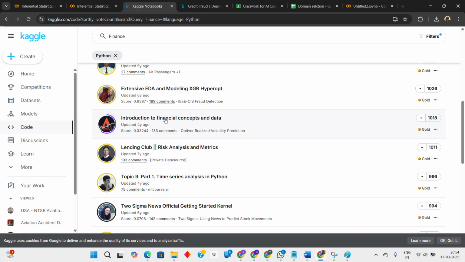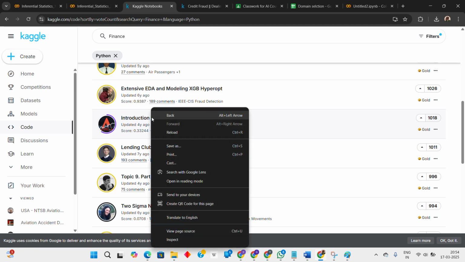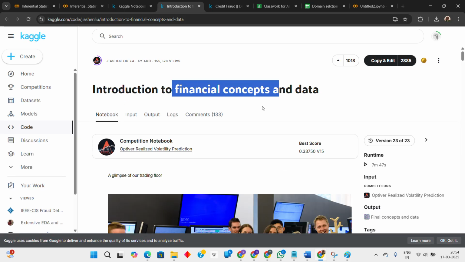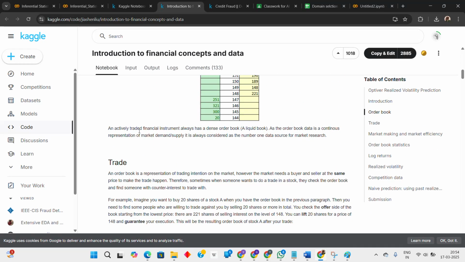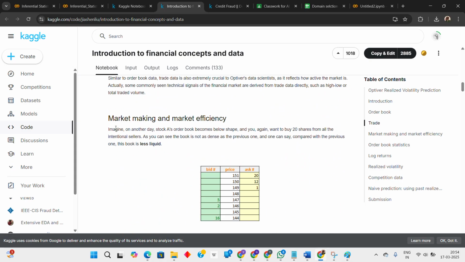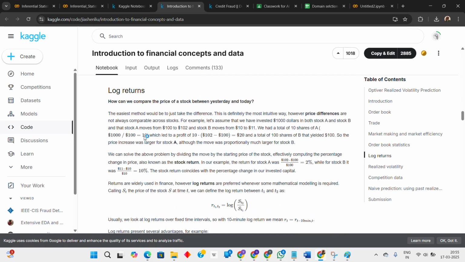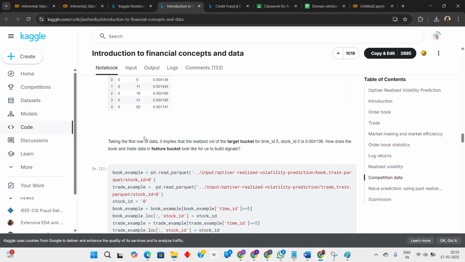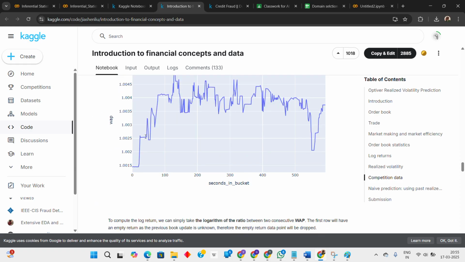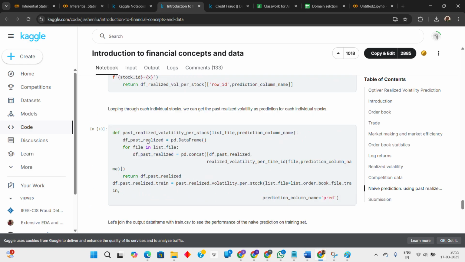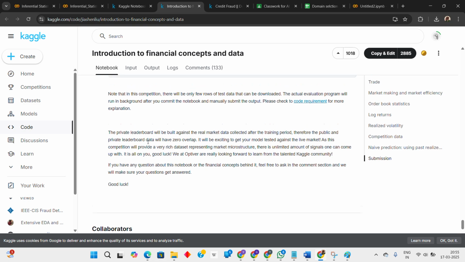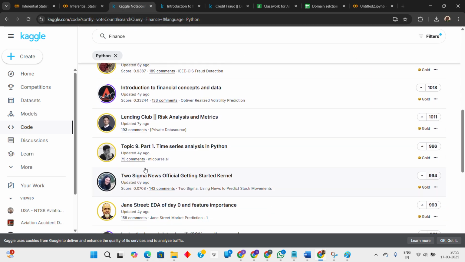Financial concepts and data: an introduction to financial concepts and data. Sometimes the authors also teach you the domain. You can go through and understand the financial concepts, like what is trade, what is market making and efficiency. If it is related to your domain, definitely go through it, then you will get to know more things. Here you can see what type of functions and analysis are required. Everything you will get to know only from case studies.